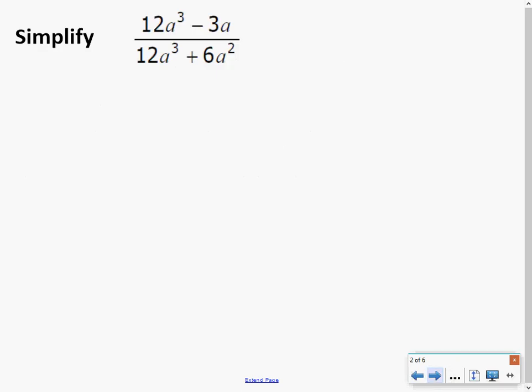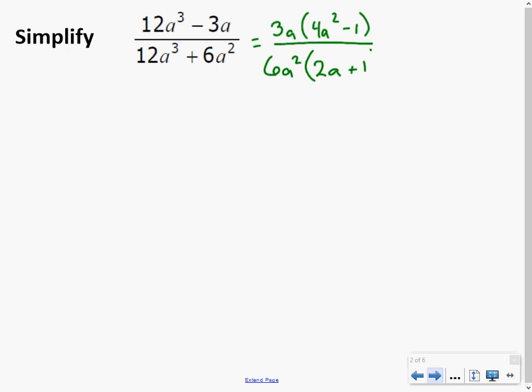Okay, so rational expression, right? I've got a polynomial in the numerator and in the denominator. So to simplify, we are going to factor. In the numerator, I can factor out a GCF of 3a, which is going to leave me with a 4a squared minus 1. I will be able to factor that binomial by difference of squares, but let me factor out a GCF of a squared out of my denominator first here, which is going to leave us with a 2a plus 1.